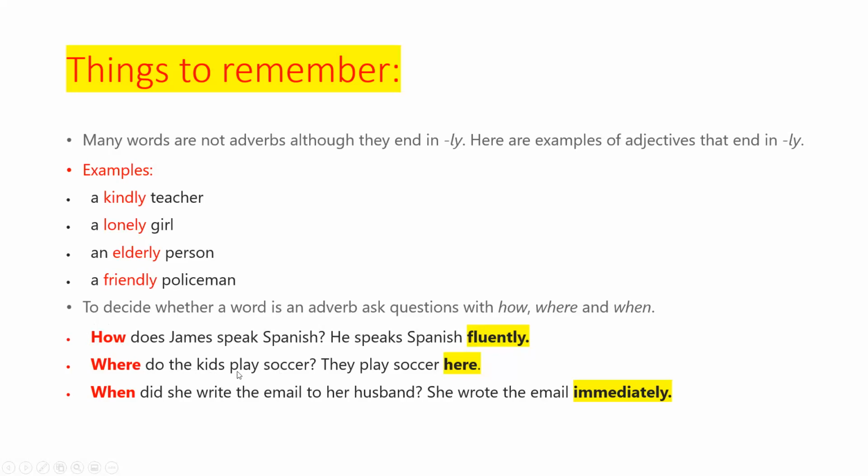Where do the kids play soccer? They play soccer here. Here answers the question where. When did she write the email to her husband? She wrote the email immediately. Immediately answers the question when. So fluently, here, and immediately for sure are adverbs because they answer the questions how, where, and when.